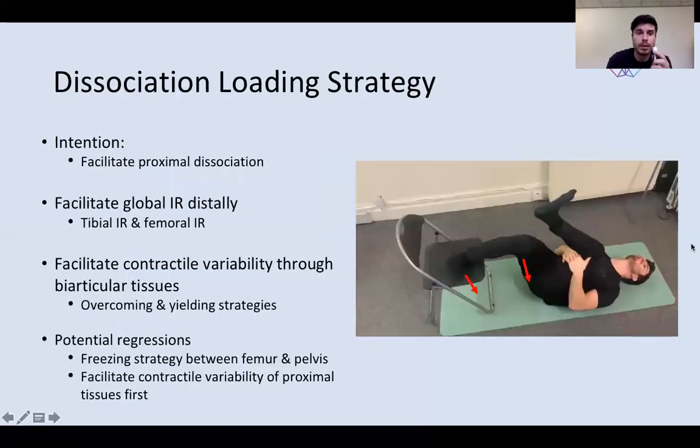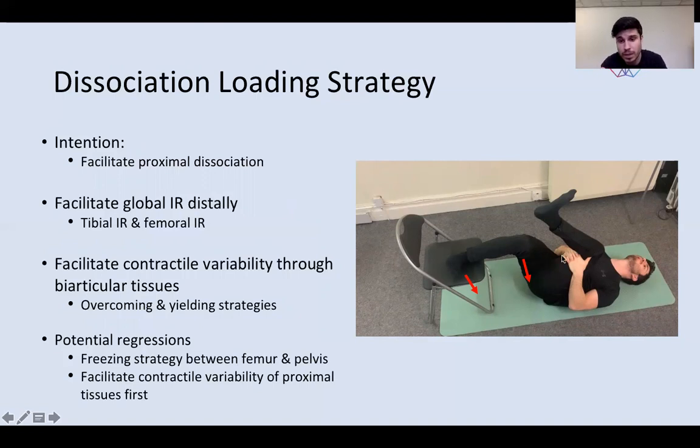So the intention here is to facilitate more proximal dissociation capacities, or freeing between the pelvis and the femur. But what we can do to facilitate this is facilitate a freezing strategy more distally between the femur and the tibia, to ultimately facilitate this global internal rotation, right, throughout the limb distally, while we facilitate more of a posterior pelvic tilt proximally.